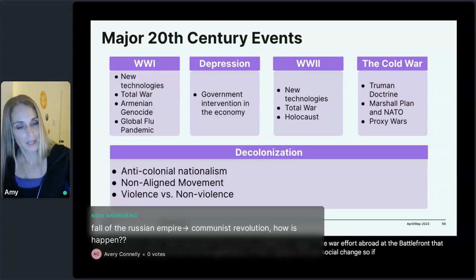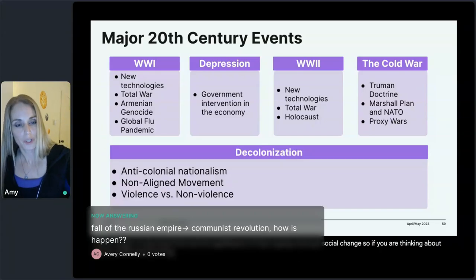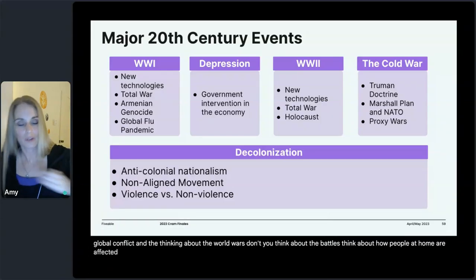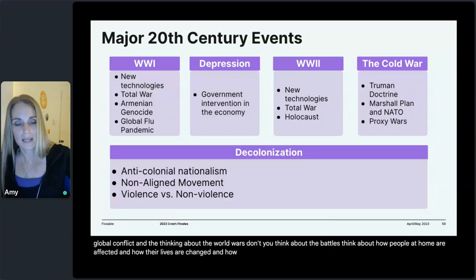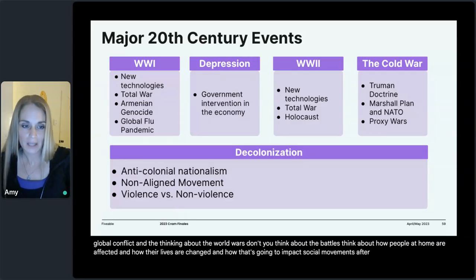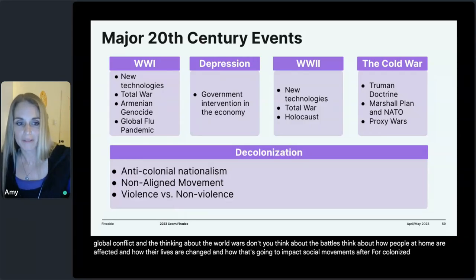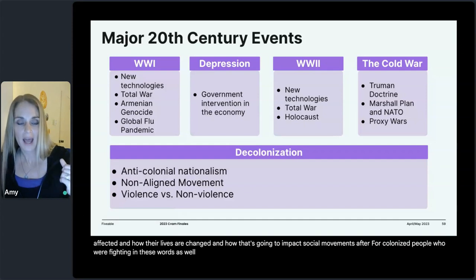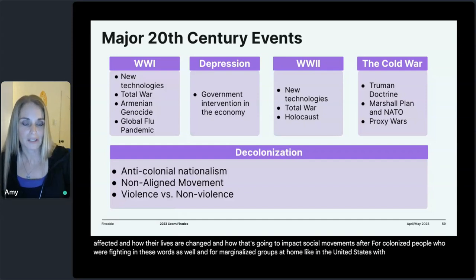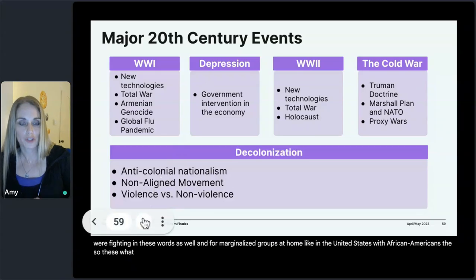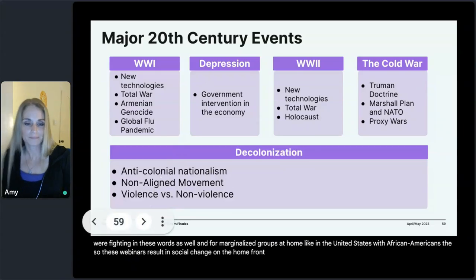So if you were thinking about global conflict and you're thinking about the world wars, don't just think about the battles. Think about how people at home are affected and how their lives are changed and how that's going to impact social movements afterward, particularly for women, for colonized people who were fighting in these wars as well, and for marginalized groups at home, like in the United States with African Americans. So these world wars result in social change on the home front.